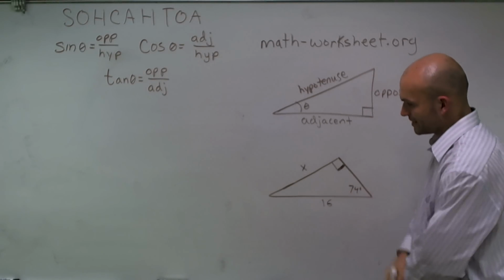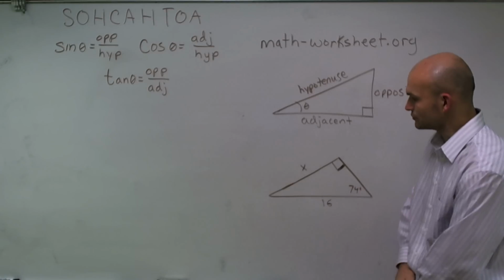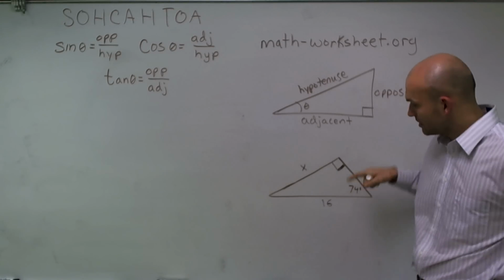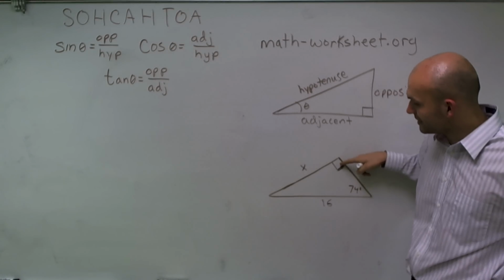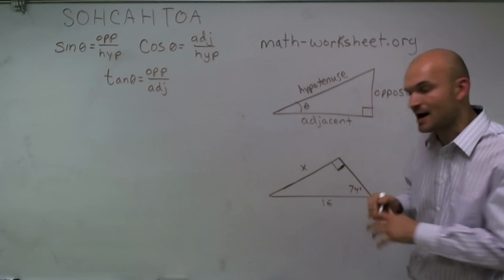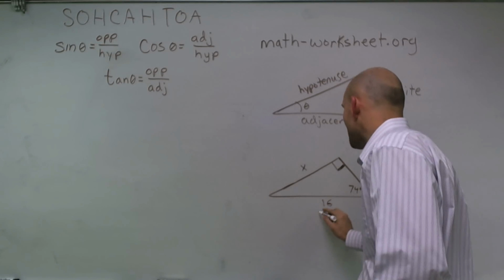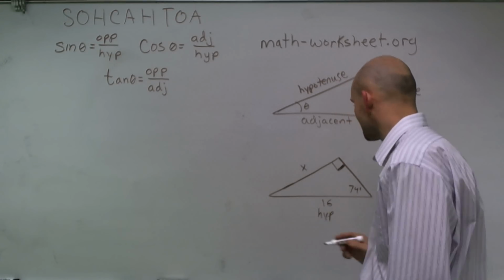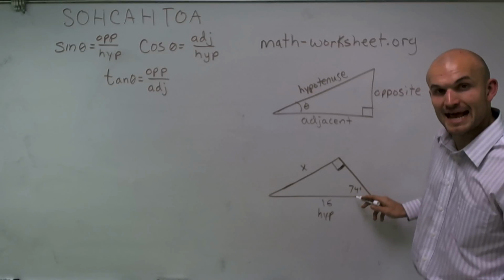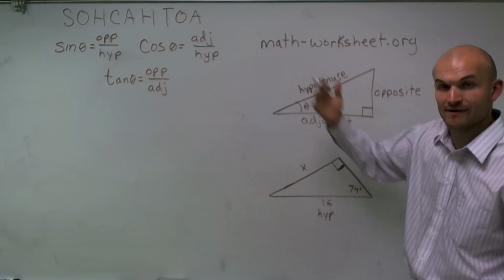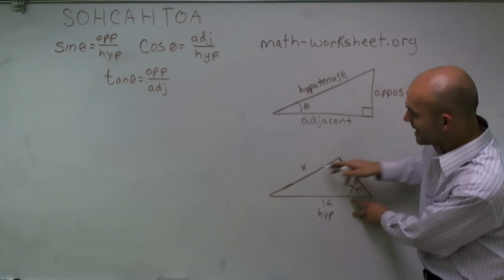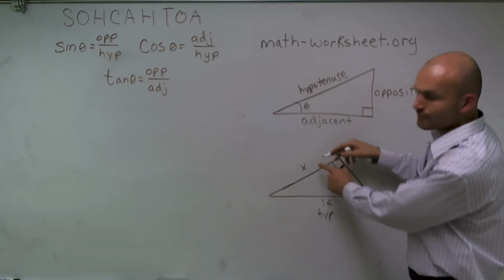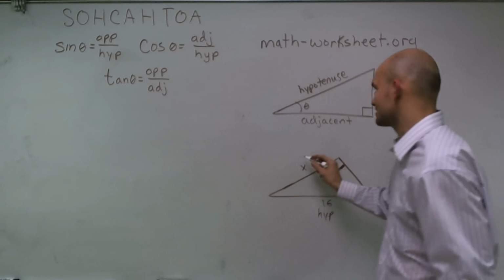So here's my triangle. What I need to do first is determine what I have. I have a right angle. Then I know that the side length across from my right angle is my hypotenuse. So therefore now I'm given a hypotenuse, which is 16. They give me an angle, which is theta, so now I know I have an angle. And then we know that the side length that is directly across from my angle is called my opposite.